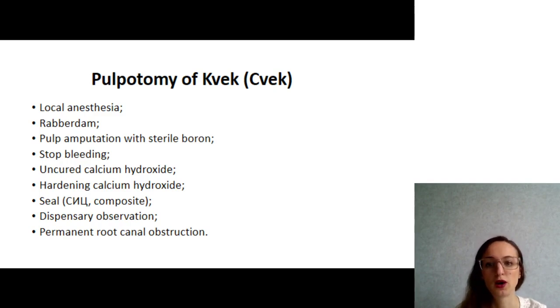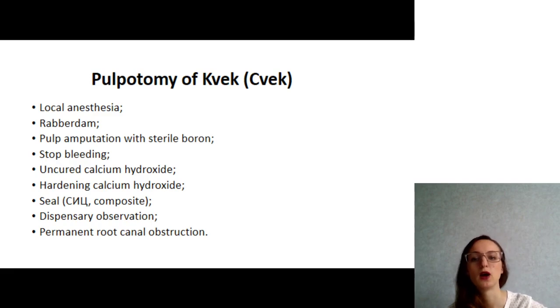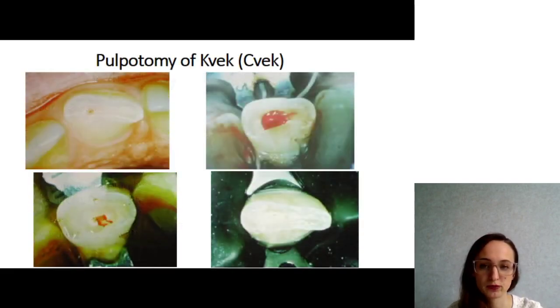If bleeding can't be stopped, you should do endodontic treatment in this situation. Then apply calcium hydroxide, let it harden, and seal with glass ionomer or with composite. Then dispensary observation and permanent root canal obturation.